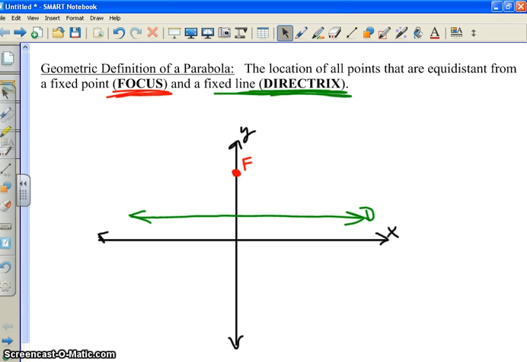So our definition says that all the points of the parabola should be the same distance from the focus and from the directrix. If you think about it, one point that should be fairly easy to find is the turning point of our parabola. It's going to be halfway between the focus and the directrix. So right here is going to be our TP, or our turning point. Now I'm just going to sketch in a parabola here to show us the idea of all of these points.